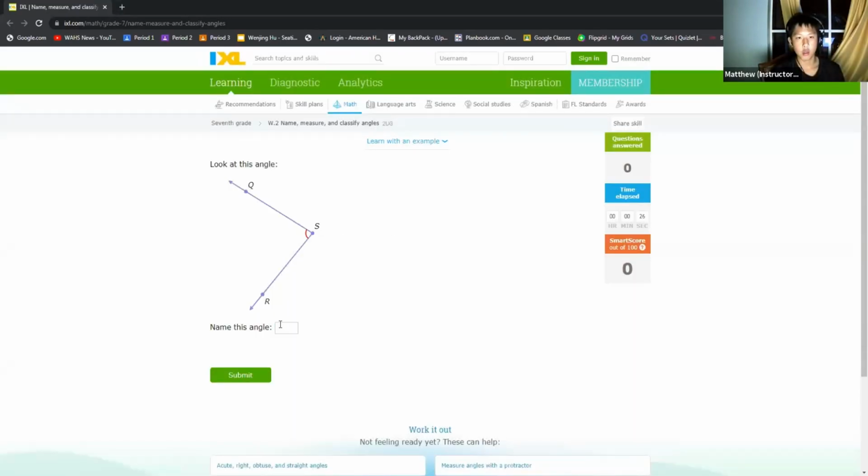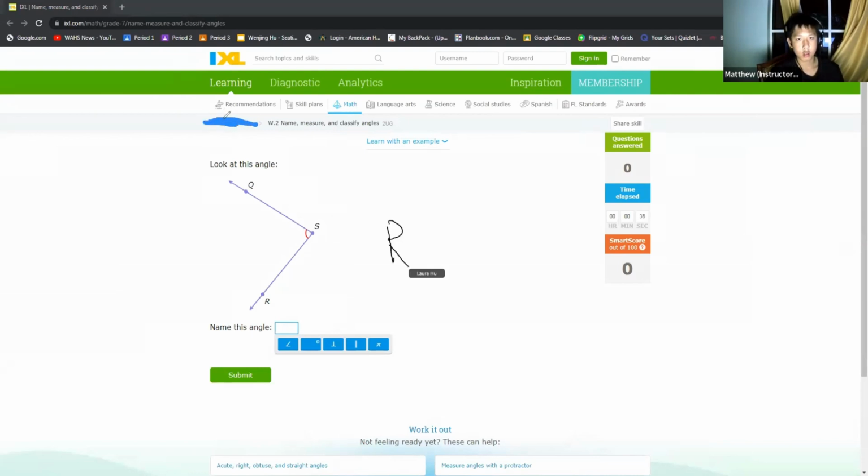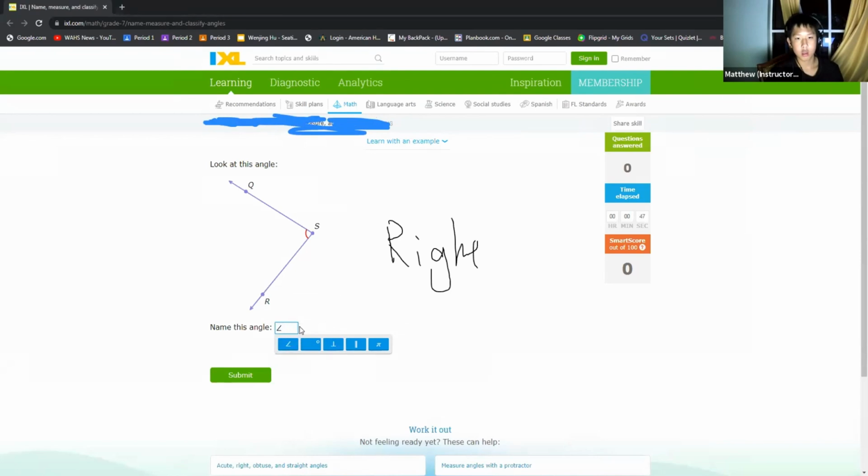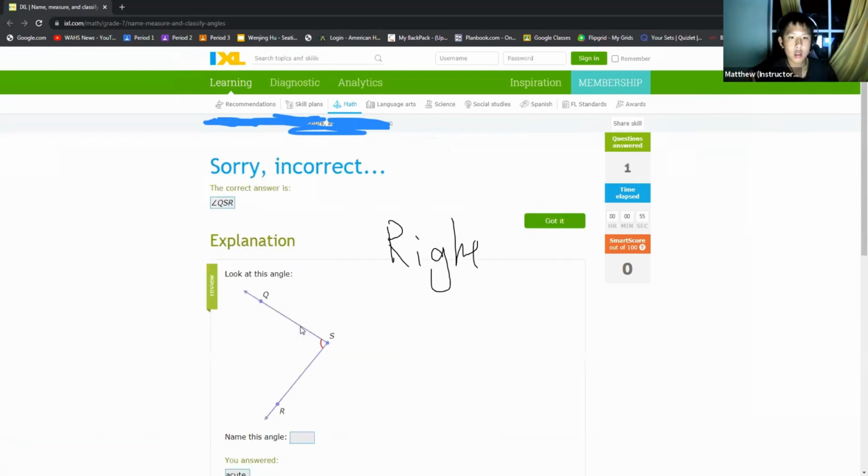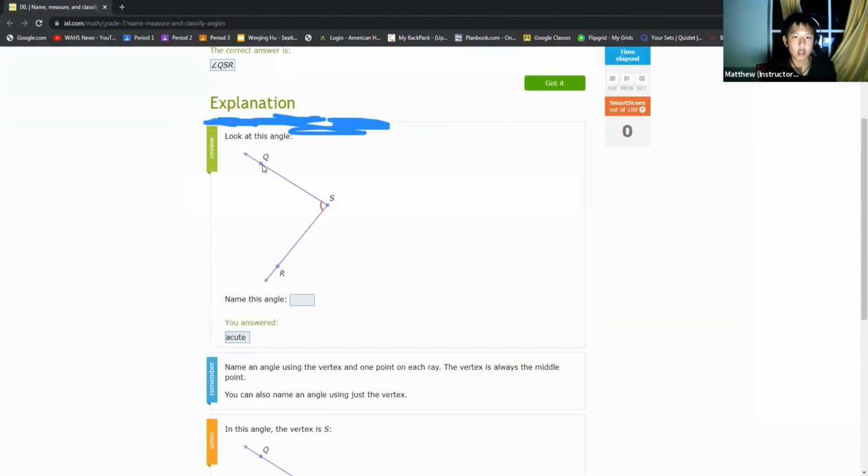Now, back to this angle. What is this angle? Sure, it's right. It's actually closer to acute. Oh, wait, that's not what it's asking. Angle QSR. Angle QSR.